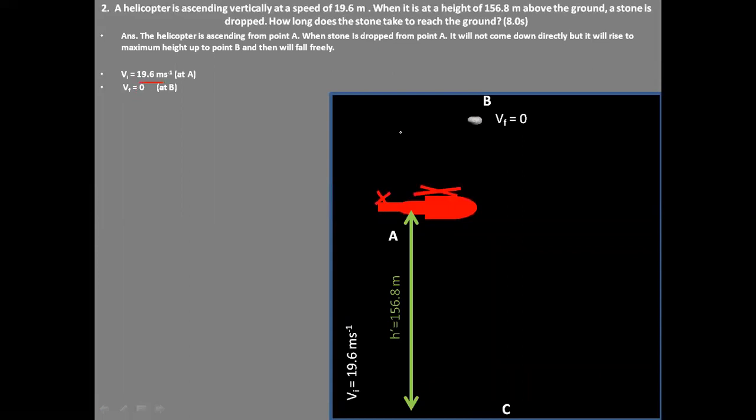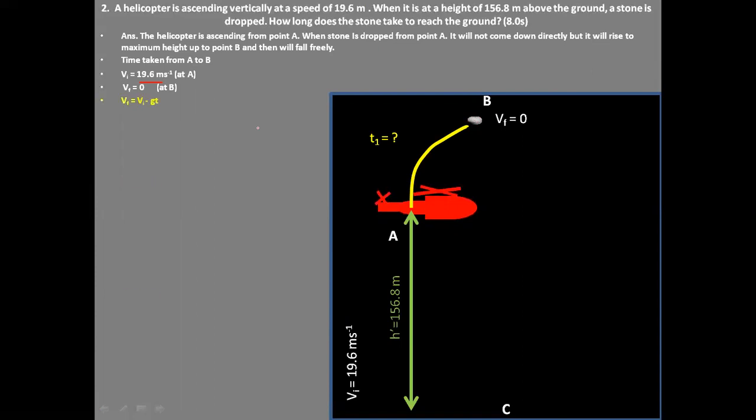The final velocity of that drop will be 0 at this point, because at the maximum point the vertical velocity will become 0, and the body will basically stop and then come back to the earth again. Now let us calculate the time taken from A to B.